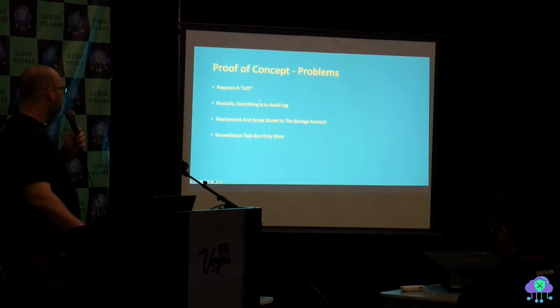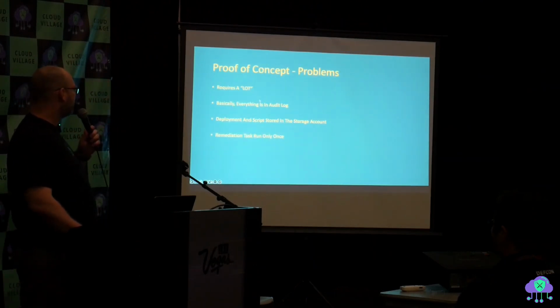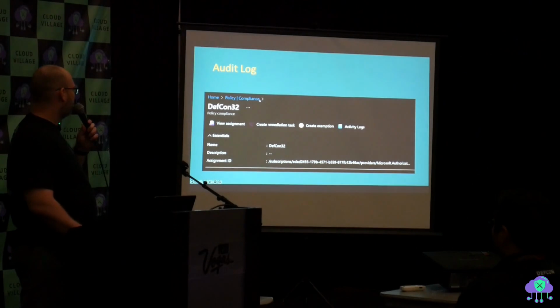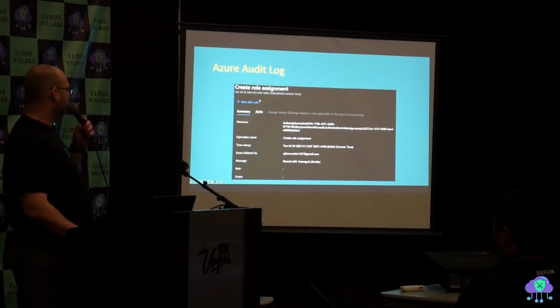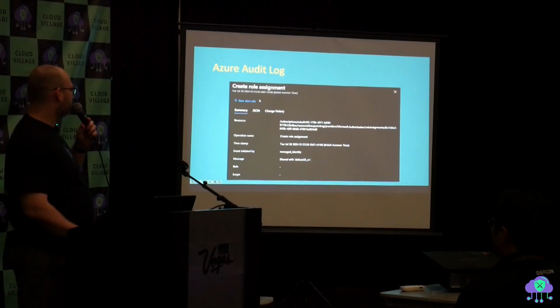So there are some improvements that can be done, but as you can see, it requires a lot. Basically everything is in the audit log, and the deployment script is stored on the storage account, and the remediation task runs only once. And we'll just quickly go through the remaining slides. So there is an activity log button for the policy itself, and then you will see all the steps or the activities, like the managed identity role assignment, the service principal creation.